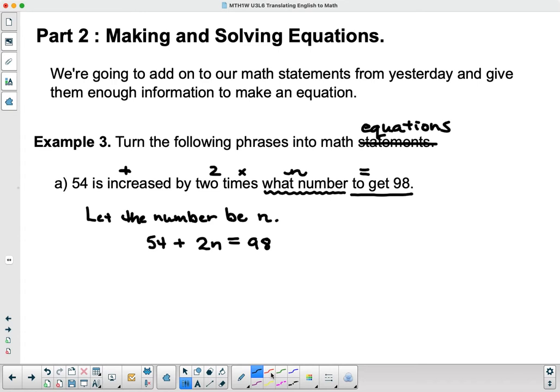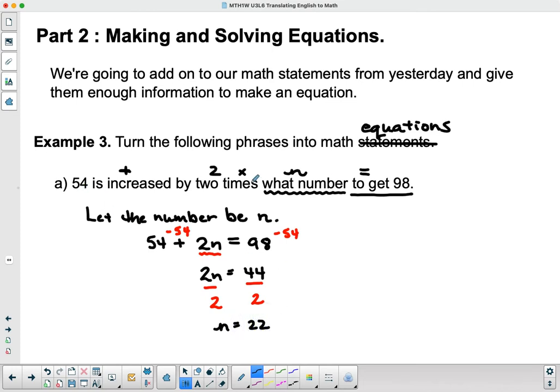Okay, and now we just have to solve this the same way as we would solve anything else. So I have to get the variable term by itself. To get this by itself, I have to subtract 54 on both sides. That leaves me with 2n on this side and 44 on this side. And now to get the variable completely by itself, we're going to divide both sides by 2. And that means n is equal to 22.